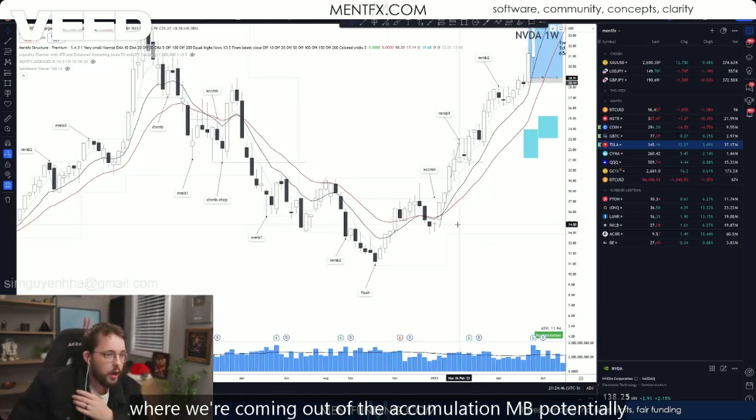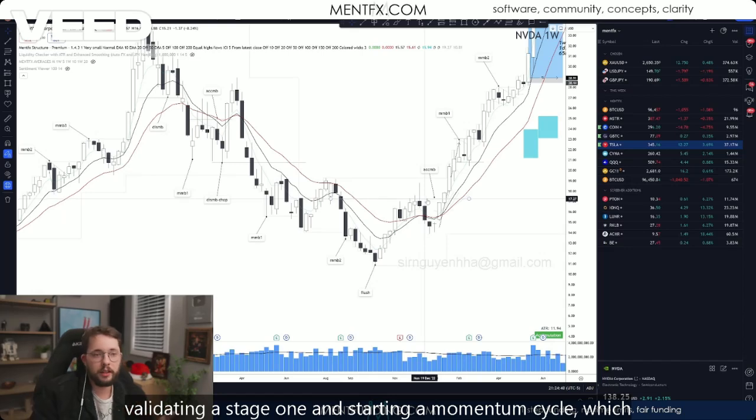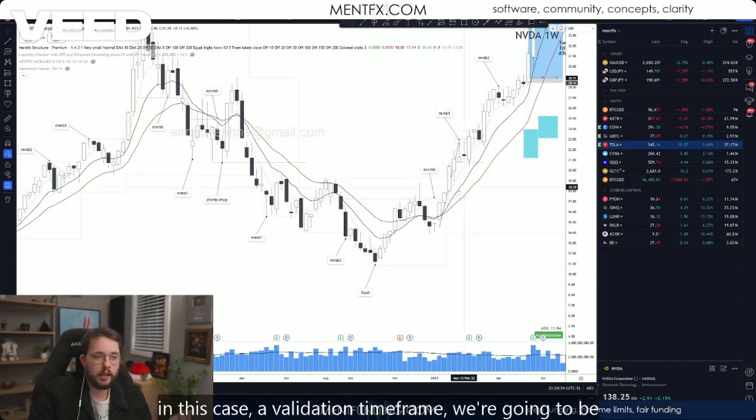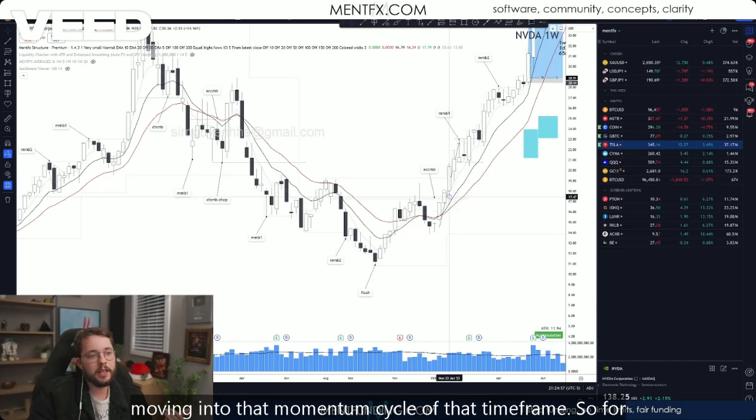But that's where we're coming out of the accumulation MB, potentially validating a stage 1 and starting a momentum cycle, which we know is going to mean that on a lower time frame, a daily in this case, a validation time frame, we're going to be moving into that momentum cycle of that time frame.